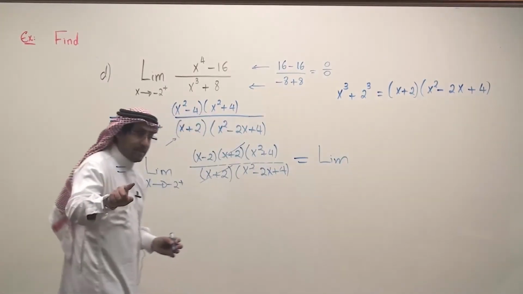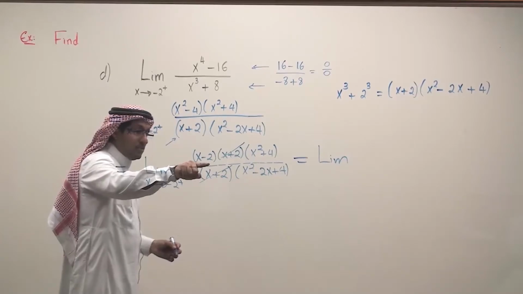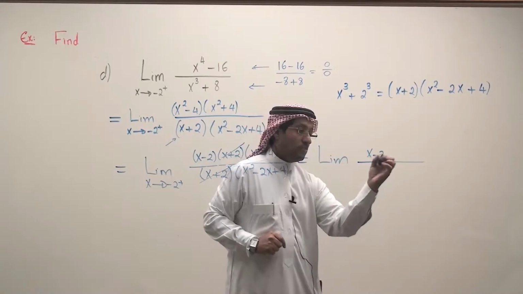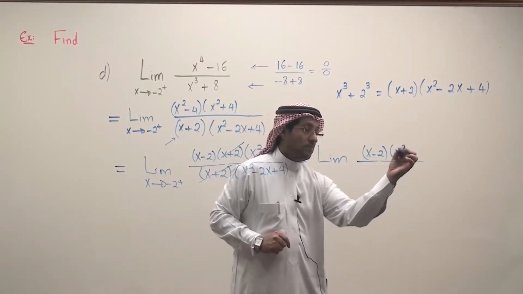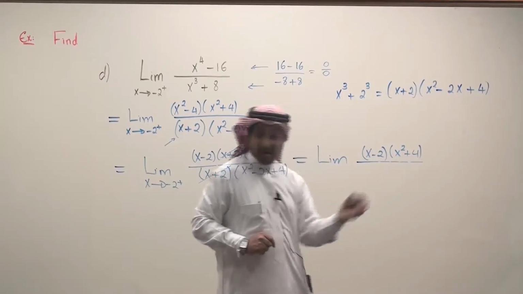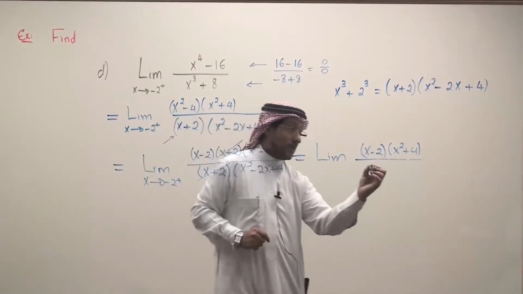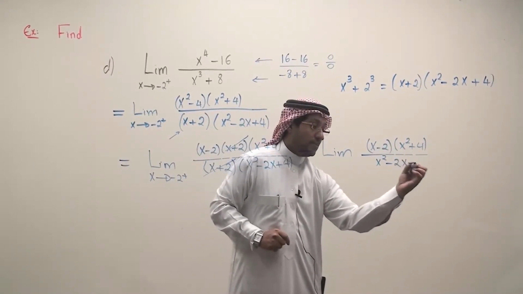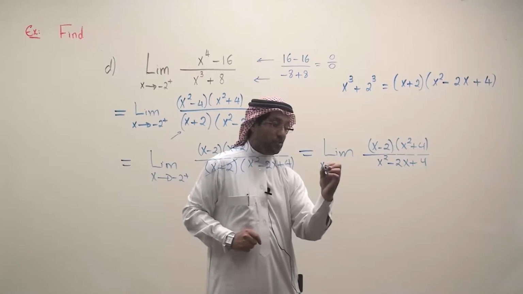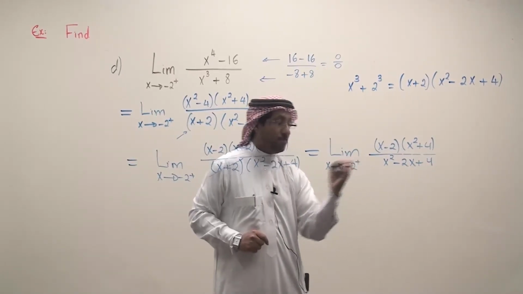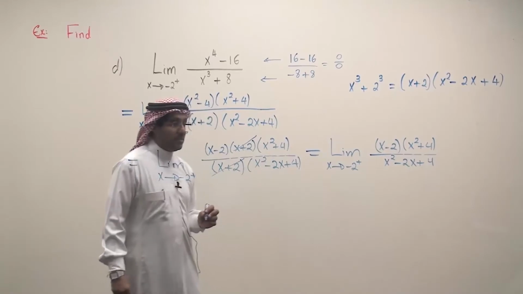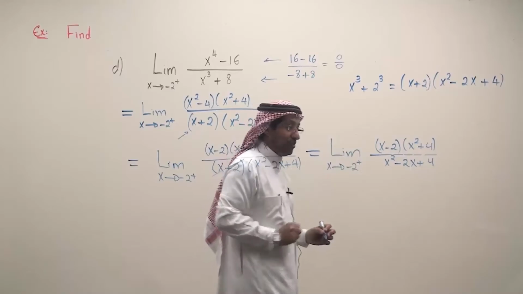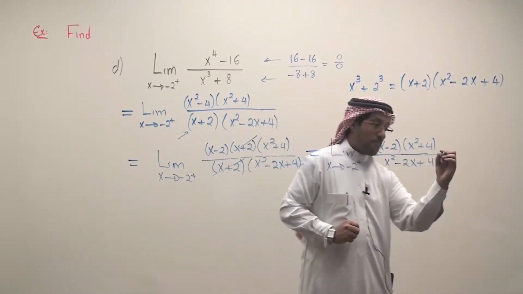So what do we have left here? This is the limit of x minus 2 times x squared plus 4, divided by x squared minus 2x plus 4, as x goes to negative 2 from the right side. This one is gone. In fact, here it will not matter whether x goes to negative 2 from the right side or the left side, because you have just polynomials.